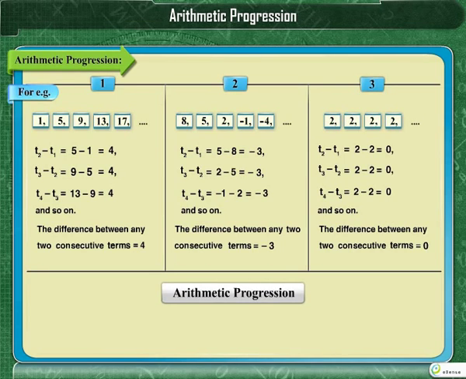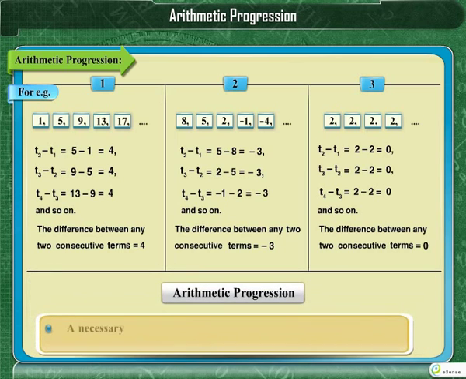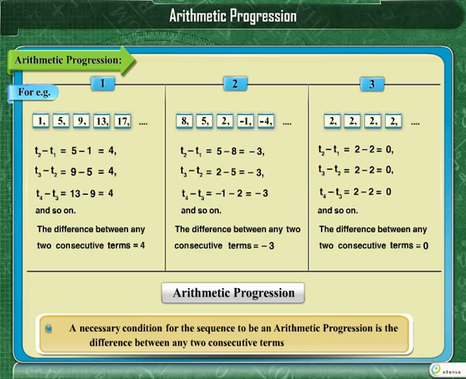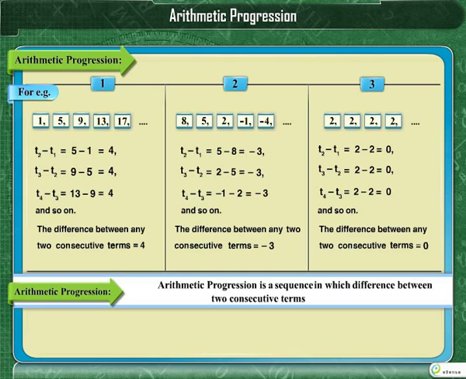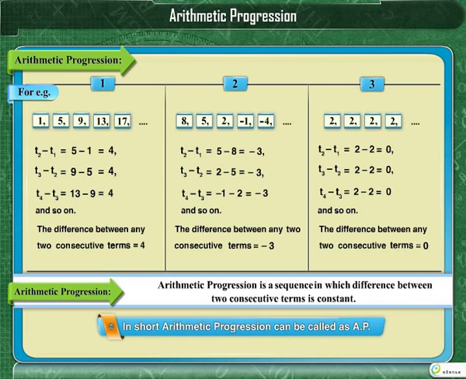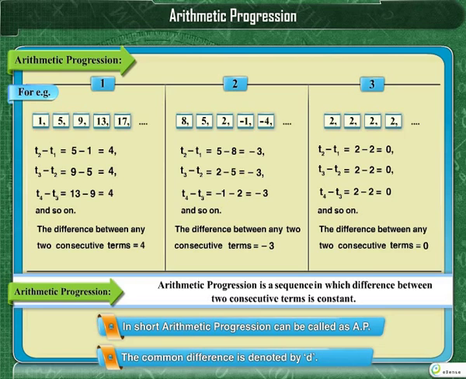So what is the condition necessary for the sequence to be an arithmetic progression? A necessary condition for a sequence to be an arithmetic progression is that the difference between any two consecutive terms should be constant. Thus, we can define arithmetic progression as a sequence in which the difference between two consecutive terms is constant. In short, arithmetic progression can be called AP. The common difference is denoted by D.